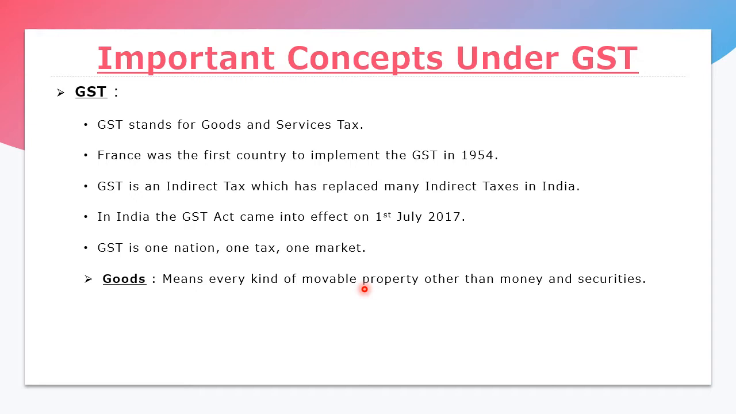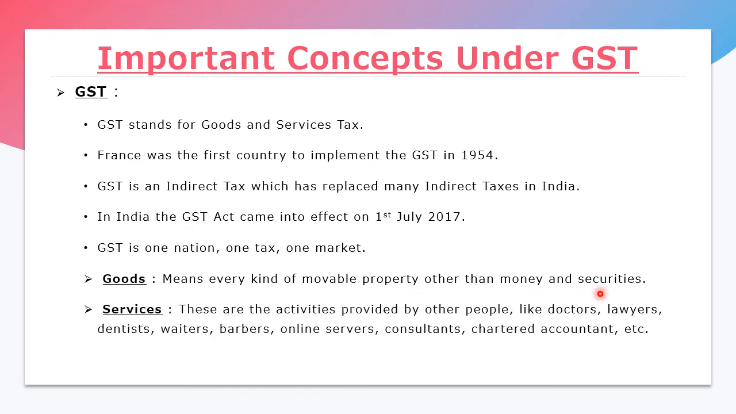Okay, so what is goods? For example, if you are buying a laptop, that is also a good. Then a fridge, a table or a laptop, each and every good. See, this we can move, but we cannot move our house, right? So this is not a movable property, but the property which we can move is called goods. Whatever you are buying or selling, those products are all goods, right? So that is called goods. Goods means every kind of movable property other than money and securities.